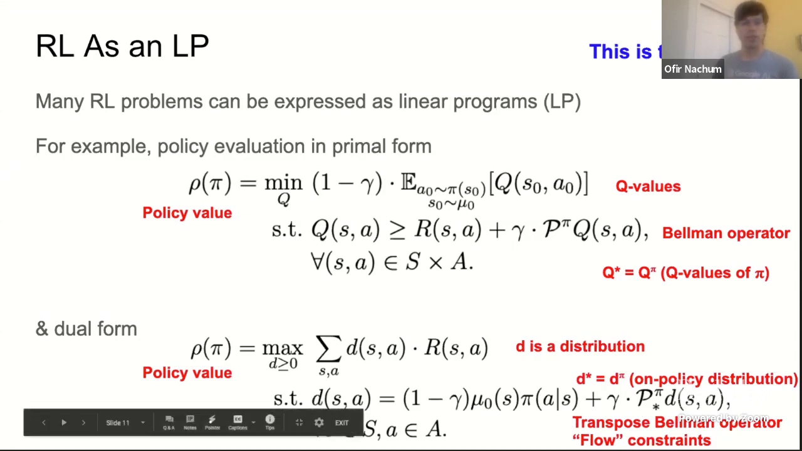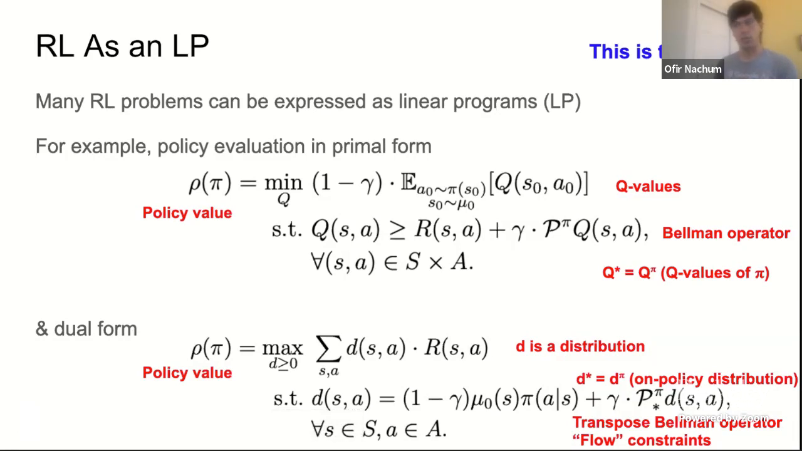And once you figure that d star has to be d pi, you can stick it into this objective, and you get the sum of d pi times r, which is exactly the expectation under the on-policy distribution of rewards, which is your policy value again.